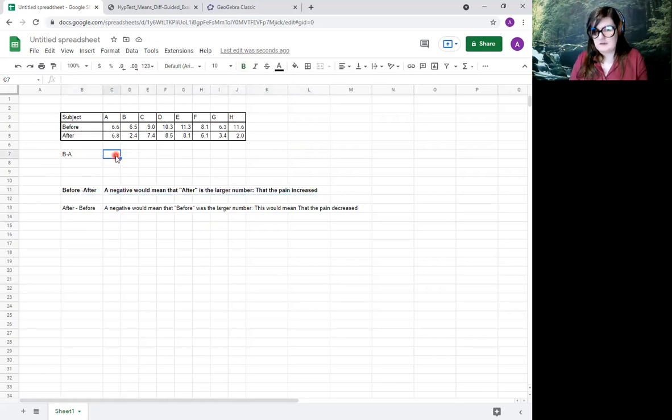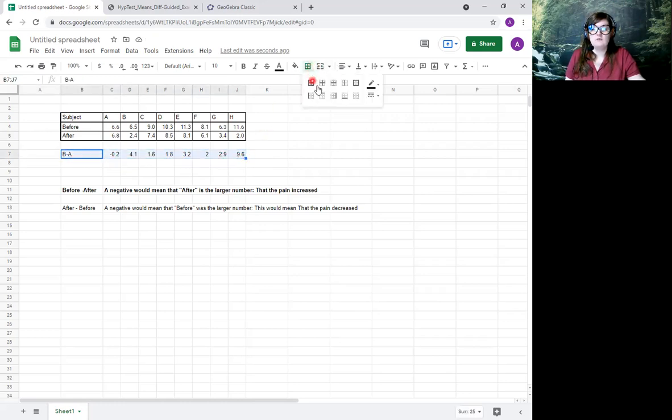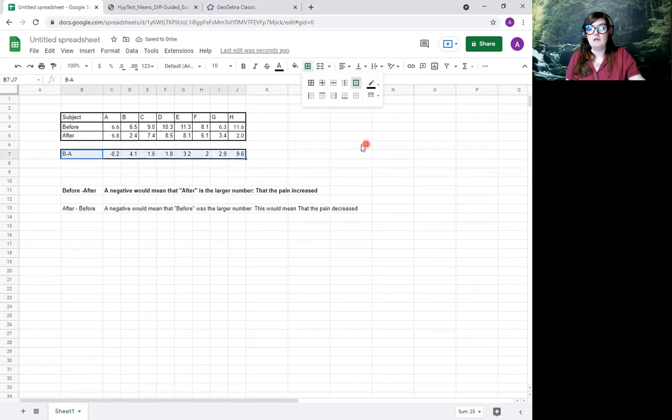So what I'm going to do is say equals, and go before minus the after. I'm going to hit enter. So this person had a negative number, and if we look, we can see 6.6 to 6.8, they did actually have an increase. And there we go, I just dragged it across. Now this is the data that I am actually going to do all of my testing on. This is the data that's going to tell me what to do.